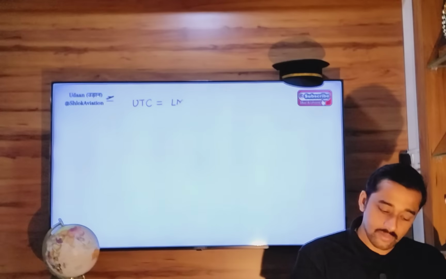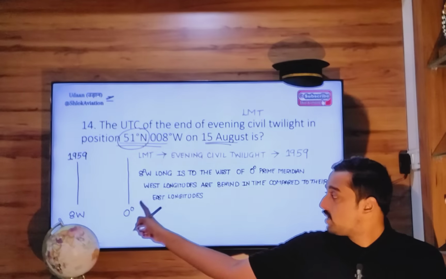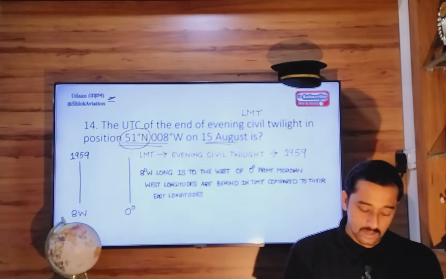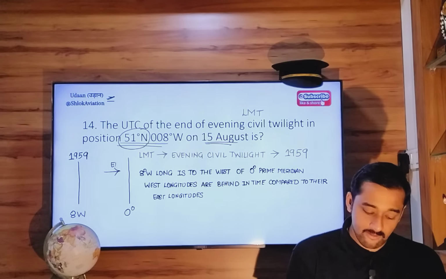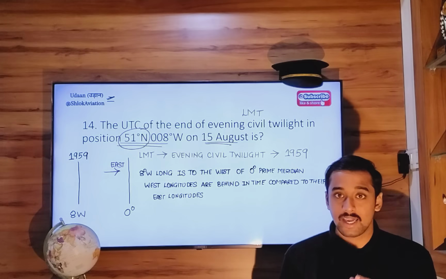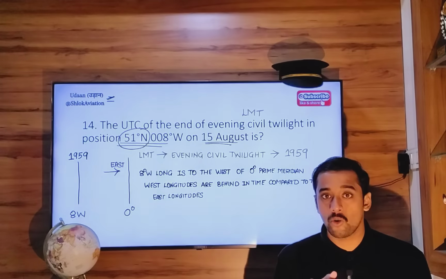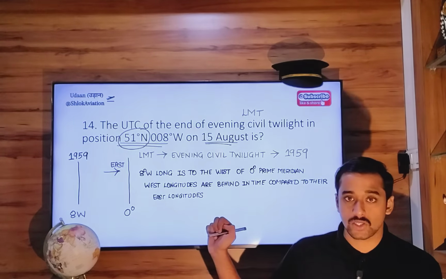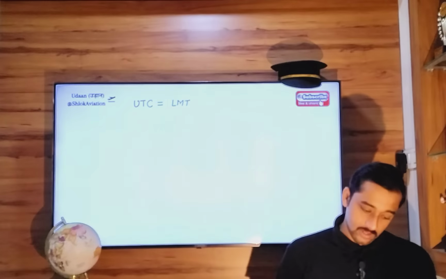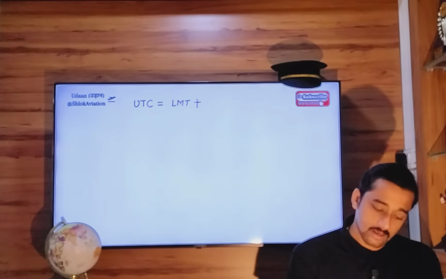UTC time will be more than LMT time because the UTC longitude is to the east of 8 degree west longitude. So the time at the UTC meridian will be more than the time at the 8 degree west meridian. So LMT plus the difference in longitude between them divided by 15.